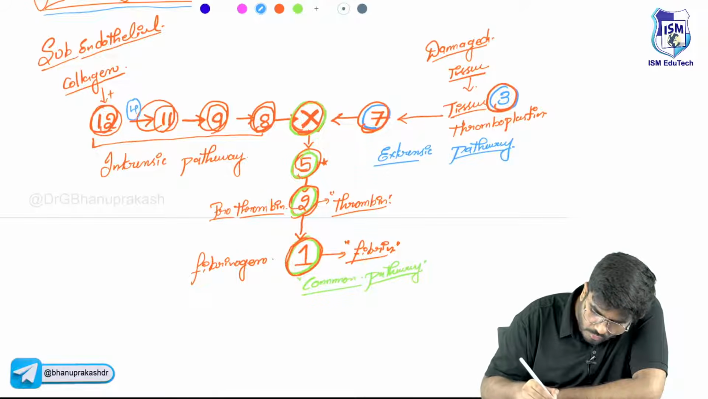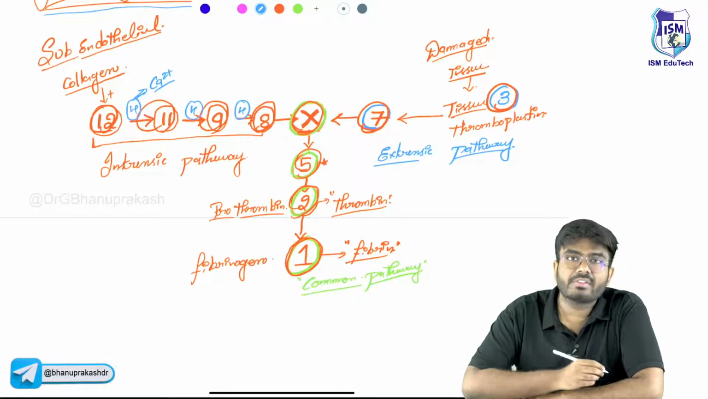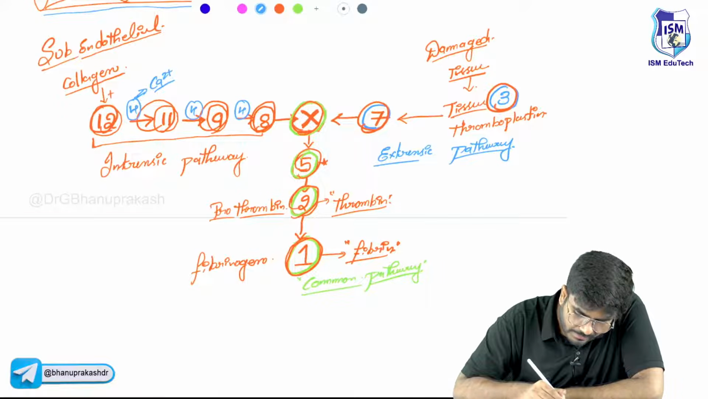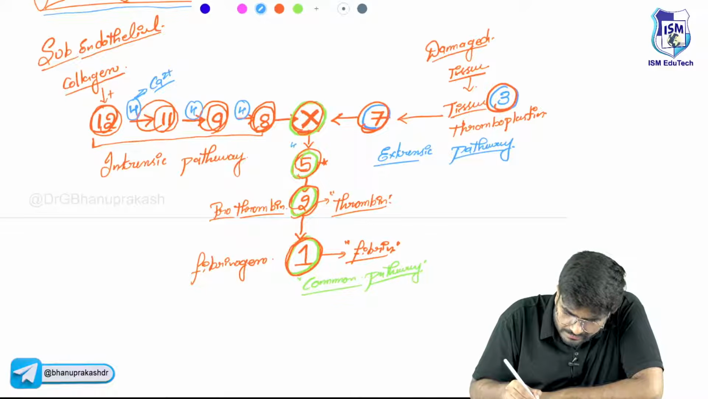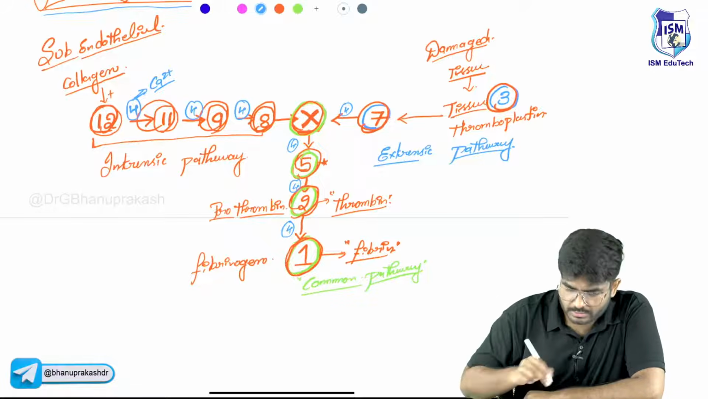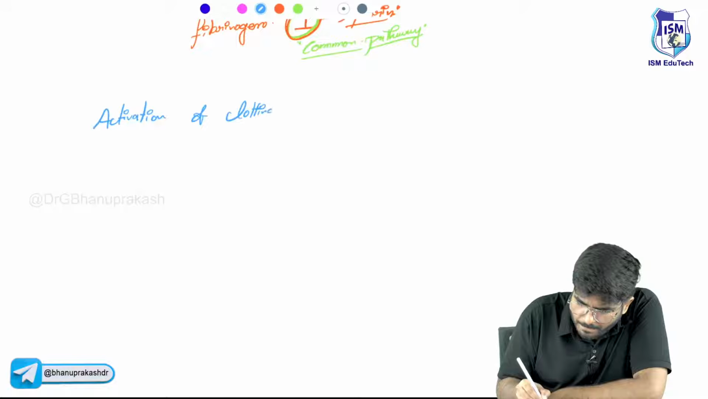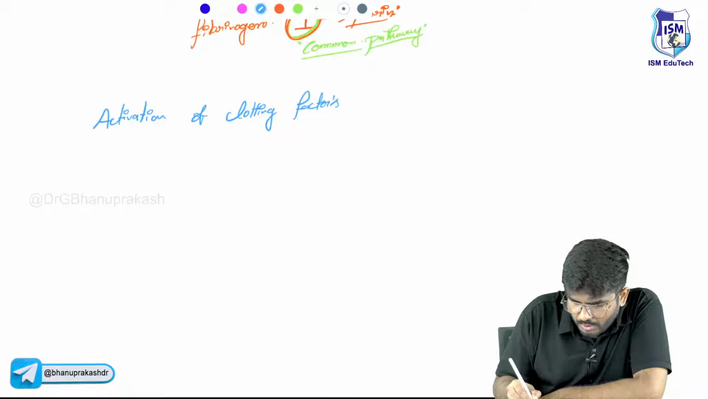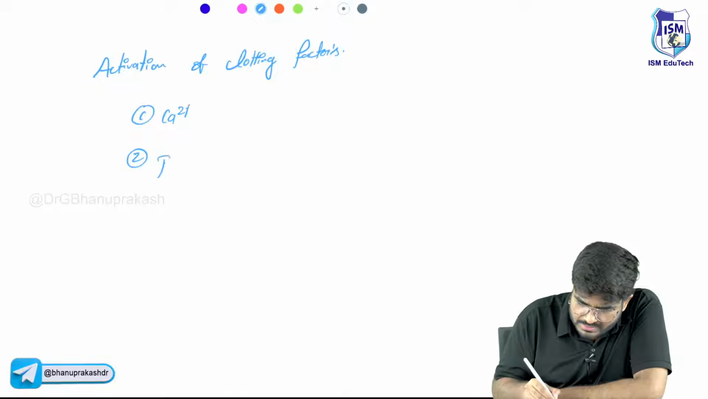Factor number 4 is needed everywhere. Factor number 4 is nothing but calcium. 10 are there, this is the 11th one. So factor number 4 is required for the activation of clotting factors. It's required everywhere. So for activation of clotting factors, what you require is, number 1, calcium. Second thing is phospholipids.